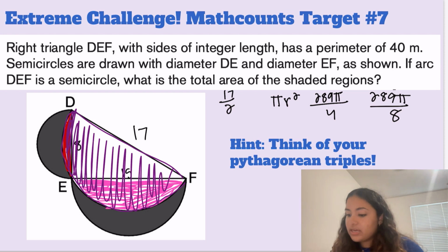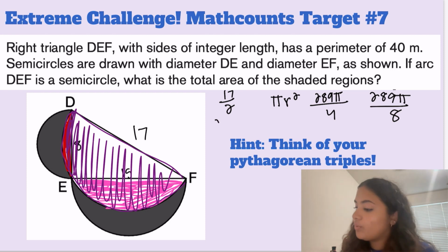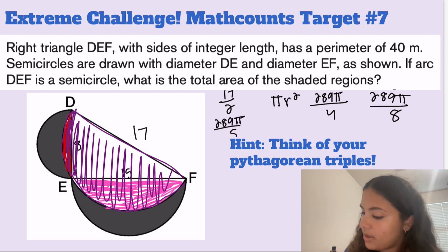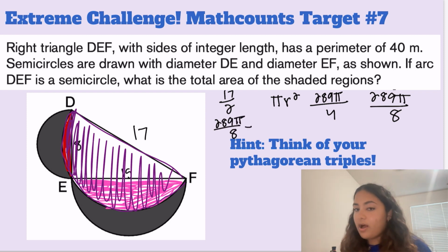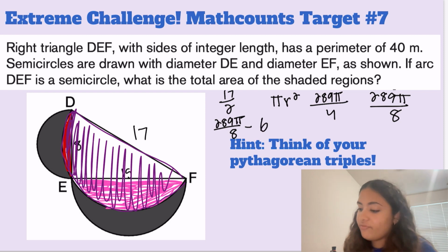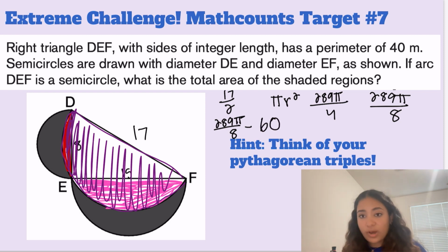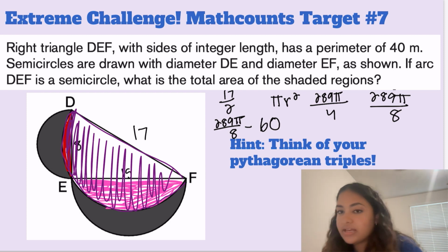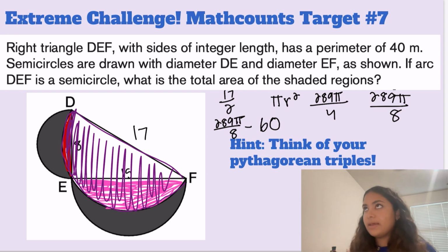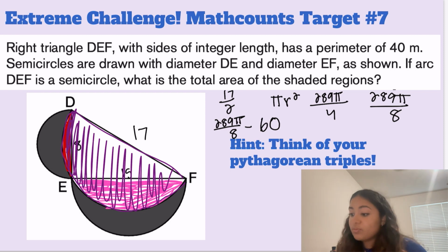So to find the sum of the areas of the red region and the pink region, we would find 289 pi over 8 minus the area of triangle DEF, which is 60, and we get that by doing 1/2 times 8 times 15. So 289 pi over 8 minus 60 is the area of the red and pink regions. So we actually want to find the area of the shaded regions. So we need to find the areas of semicircles DE and EF and subtract the red and pink region.